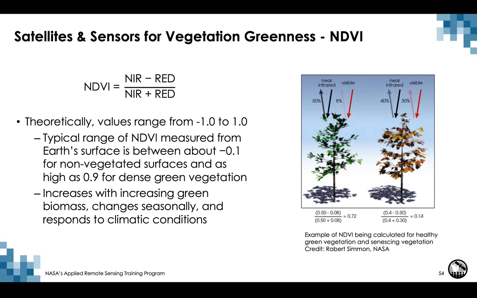The index increases with increasing green biomass. The index changes seasonally and responds to climatic conditions. Most crop monitoring and forecasting methodologies use vegetation indices like NDVI in their analysis.